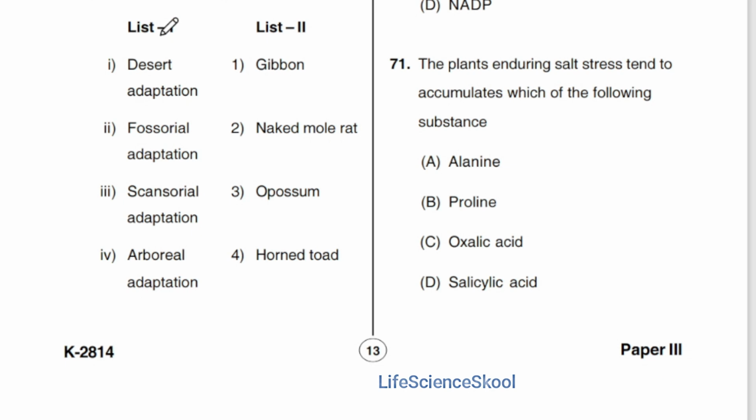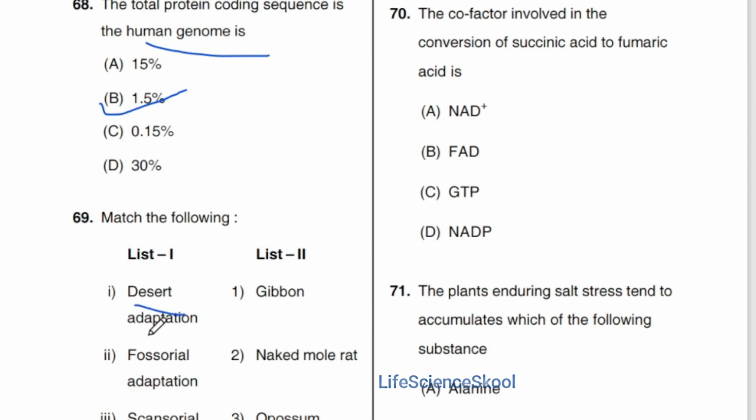So you will look at list 1 and list 2. In list 1 we have desert adaptation, and in list 2 the first one is gibbon. In list 1, fossorial adaptation, and in list 2 naked mole rat is mentioned. In list 1 the third one is scansorial adaptation, and in list 2 it is opossum. In list 1 the fourth one is arboreal adaptation, and in list 2 the fourth one is horned toad.